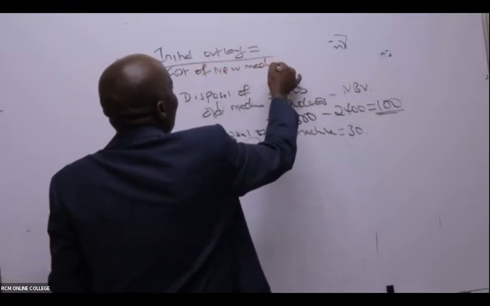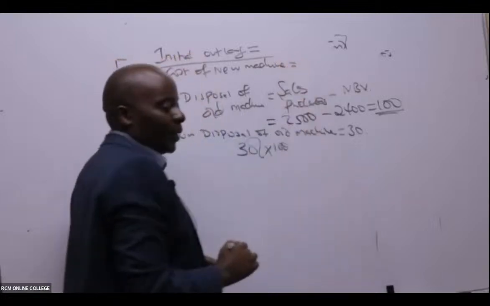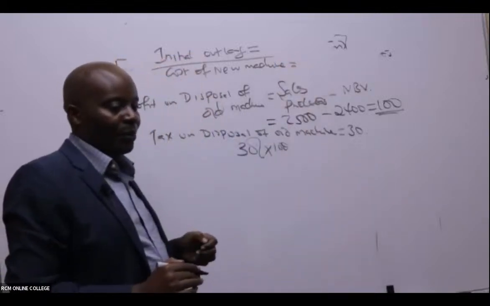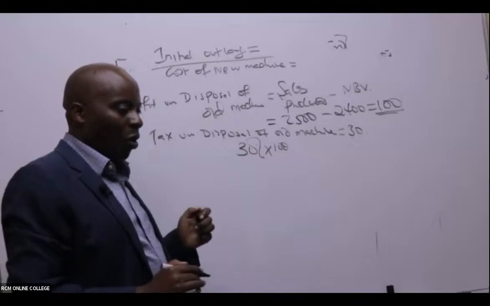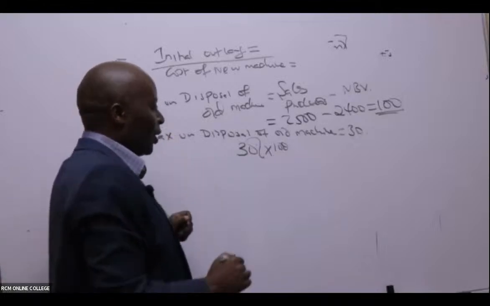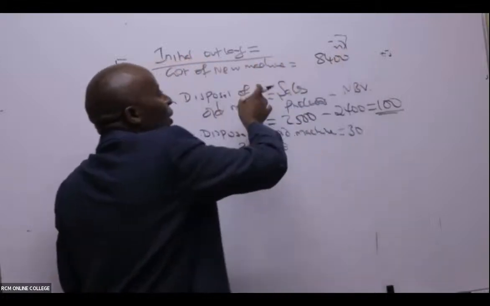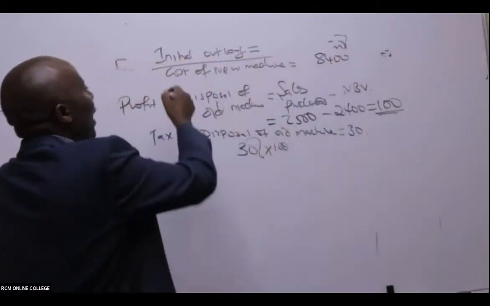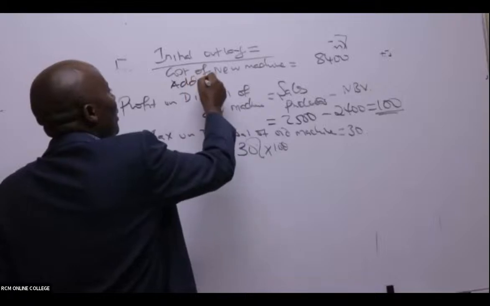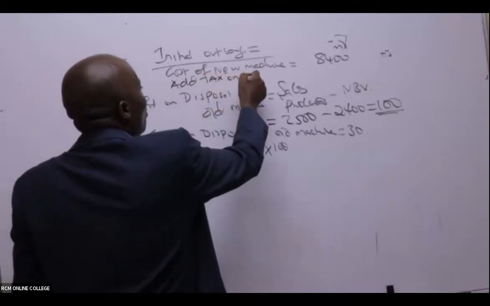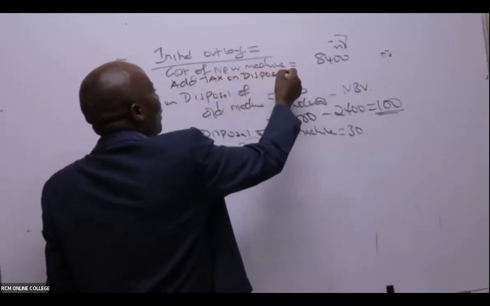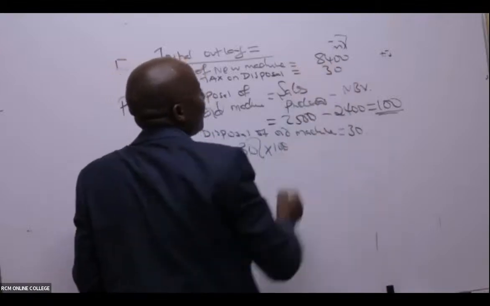Is there anybody who is able to see the cost of the new machine, including installation? Including installation, cost of new machine, 8,400. Then you add tax on disposal of the old machine, 30.